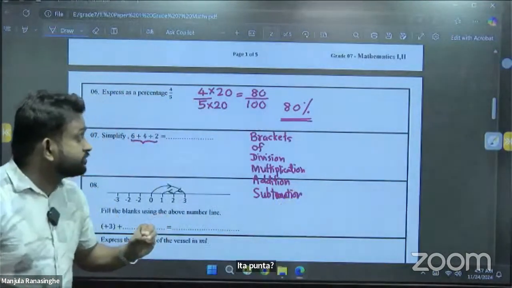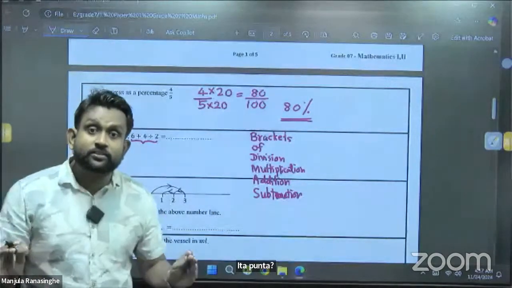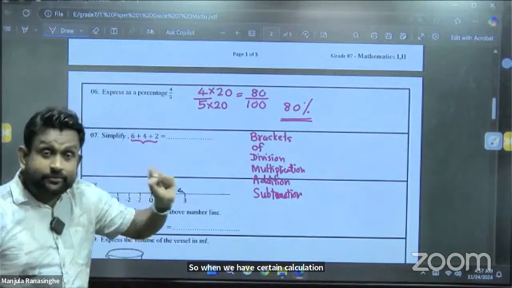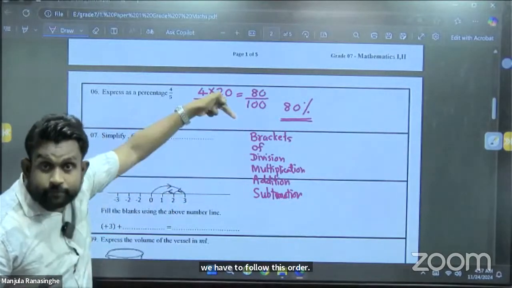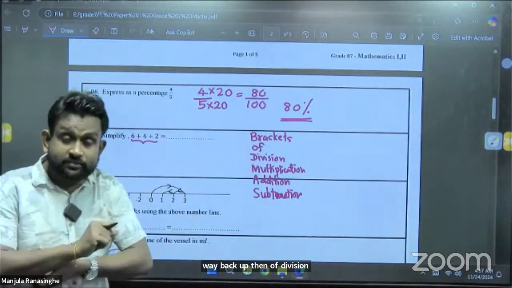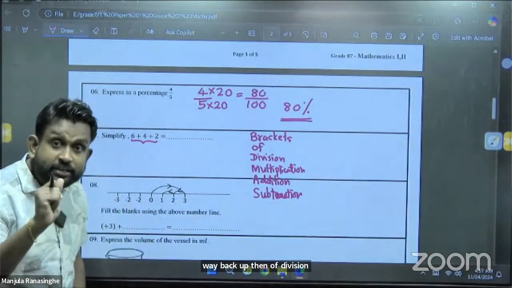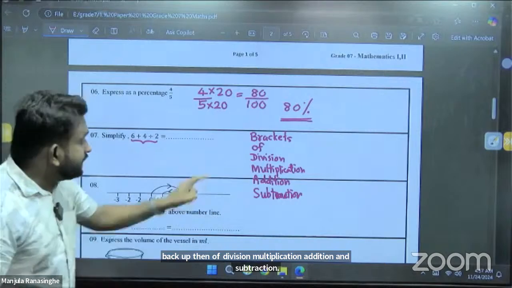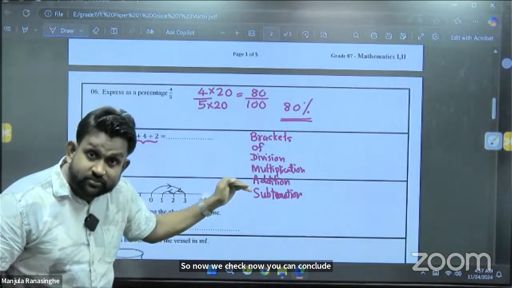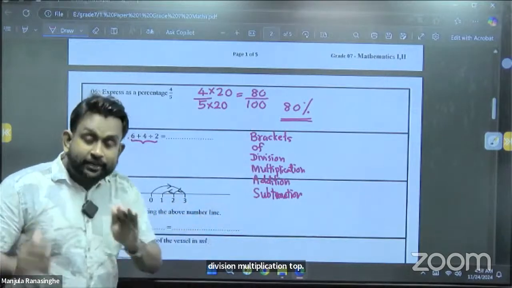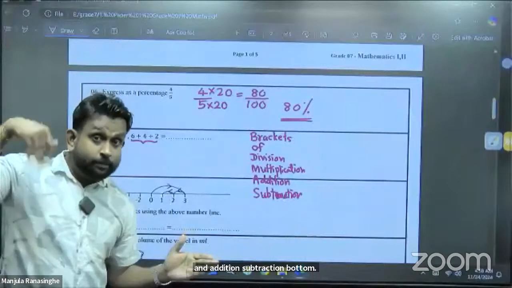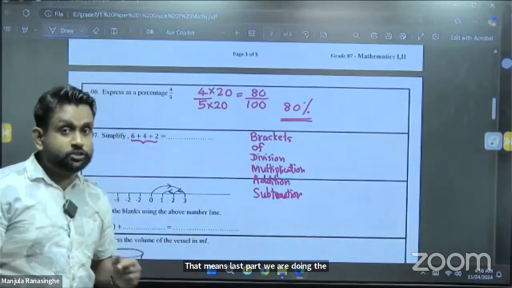So when we have certain calculations, we have to follow this order. The priority is given this way: bracket, then of, division, multiplication, addition, and subtraction. Now we can conclude: division and multiplication on top, and addition and subtraction at the bottom. That means the last part we do is the addition and subtraction, and before that we have to do the division and multiplication.